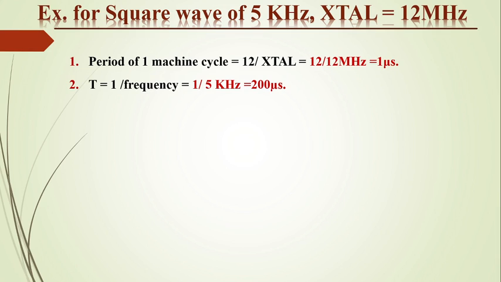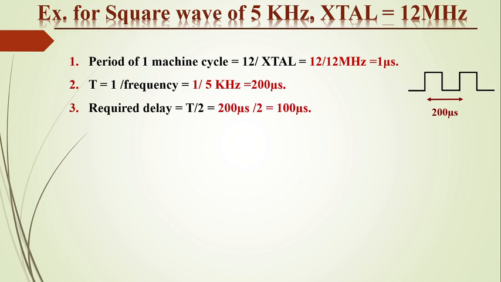found using the formula T, that is total time period of a square wave, equal to 1 upon frequency of that square wave, that is 1 upon 5 into 10 raised to 3. So we get the total time period of that square wave equal to 200 microseconds. That means T on plus T off. But to generate a square wave of 5 kilohertz in 8051 microcontroller, we just require the T on delay or a T off delay, that is half of this total time period.